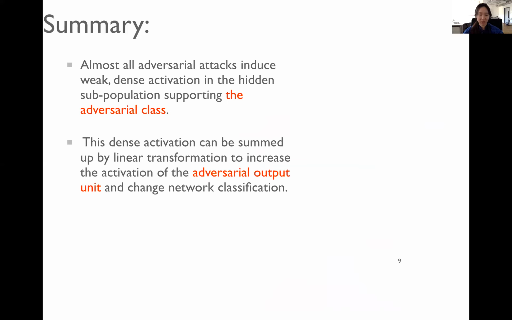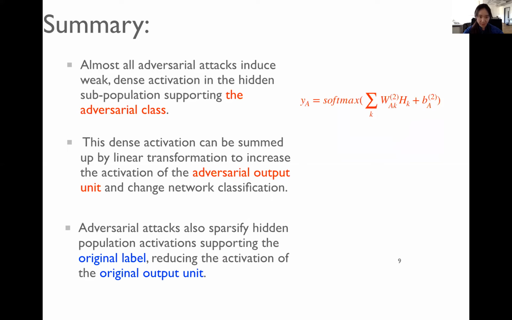To summarize our observation, almost all adversarial attacks induce weak and dense activation in the hidden subpopulation supporting the adversarial class. This dense activation can then be summed up by the linear transformation of the later layer of the neural network to increase the activation of the adversarial output unit and change the network's classification. Similarly, adversarial attacks also sparsify hidden population activations supporting the original label, and in turn reduce the activation of the original output unit.